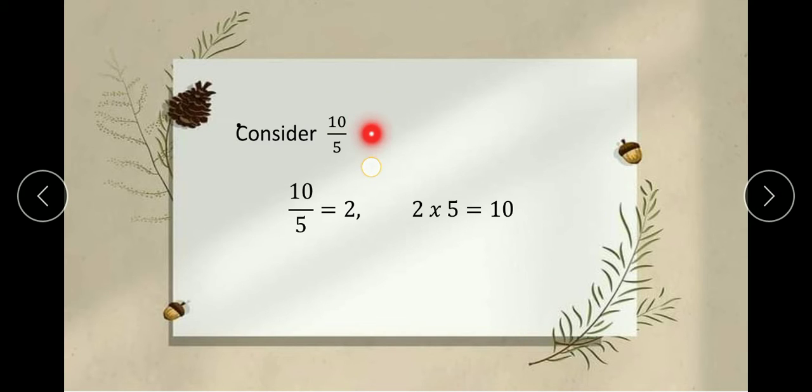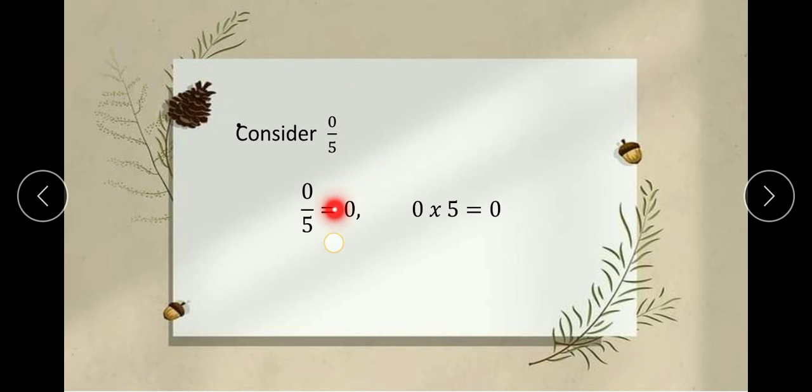Consider 10 over 5. 10 over 5 is an example of a rational expression because this is a ratio of two constant functions. Now, 10 over 5 is equal to 2 because when you multiply 2 and 5, the product is 10. So, when you multiply the quotient 2 with the divisor 5, the product is the dividend, which is actually stipulated here on this side.